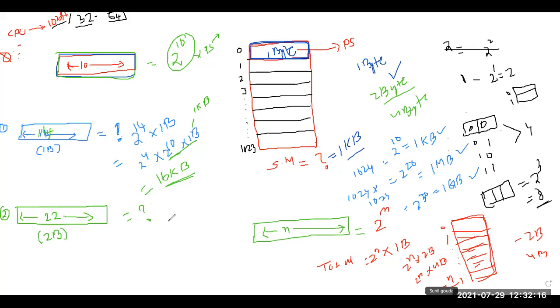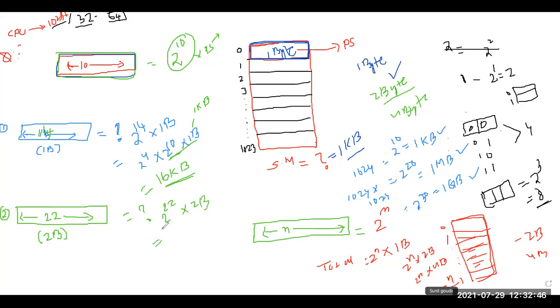Yes, anyone? What is the answer? Tell me quickly. How to calculate? What is total? Sir, 8 MB. It will be 2 to the power of 22 locations. It will support 2 to the power of 22 locations, and each of these locations is 2 bytes.